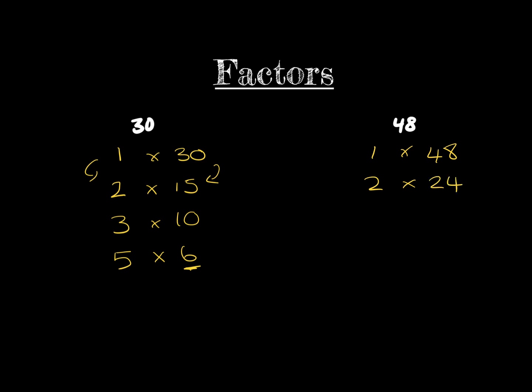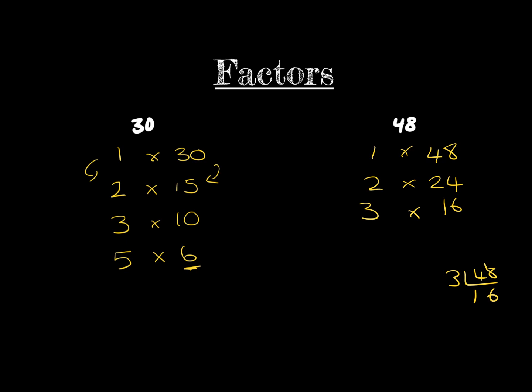And then you need to think, is it in the 3 times tables? And you may need to actually work that out if you're not sure. So you could check 3 into 48. 3 into 4 goes once with 1 left over. 3 goes into 18. Well, 3 6s are 18. So yes, it is in the 3 times table. So 3 times 16 is 48.